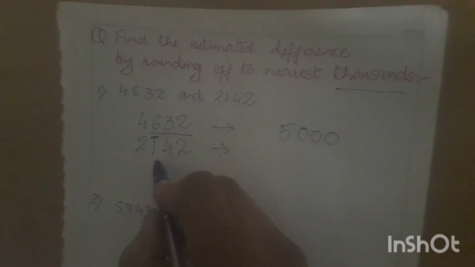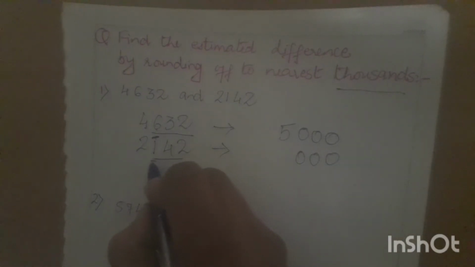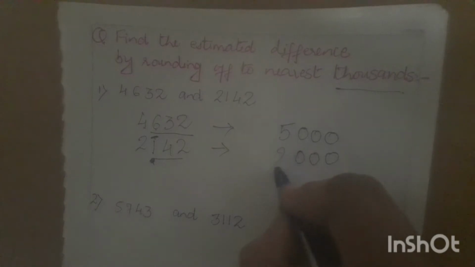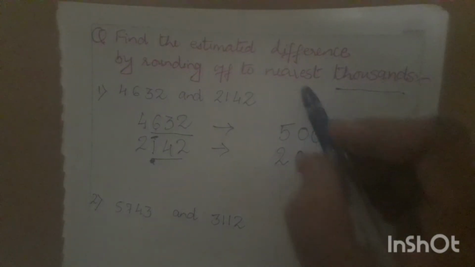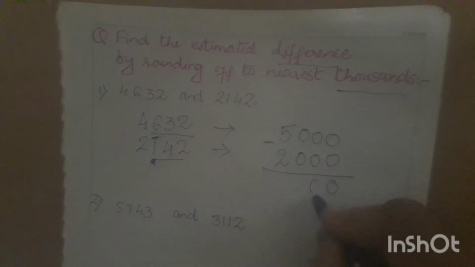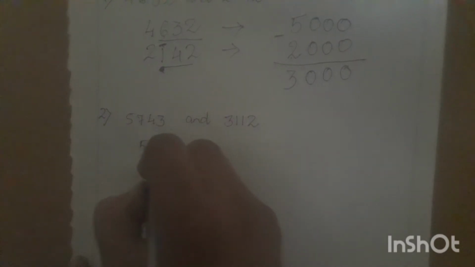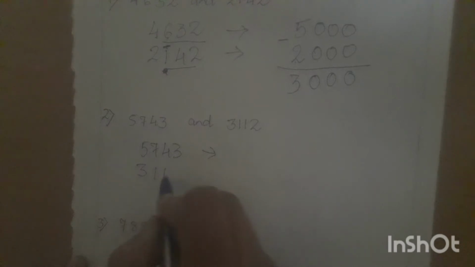Right? Now the second one, that is 3 zeros. First step. Second step, this is 1. Condition is not satisfied. 2 remains as it is. Okay. Now here you have to find out the difference of these two numbers, minus. Okay. 5 minus 2 becomes 3, and you are done. Now come to the next question. Say here this is 5743 and the second number is 3112.